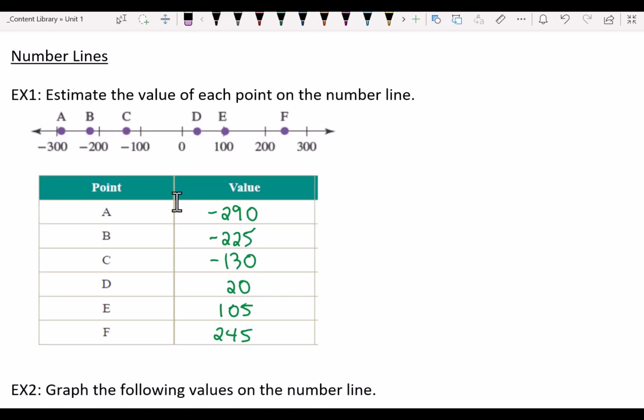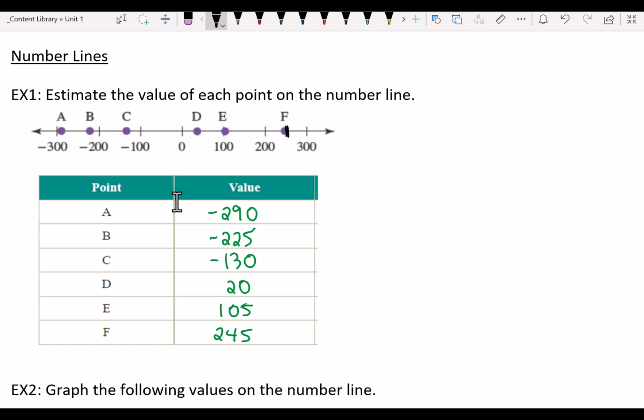In this example, I would like to demonstrate the use of a number line. And you can see all these points graphed on a number line with the different values assigned to it. So let's take a look at f. F is roughly right between 200 and 300 right here. It's not quite in the middle, so that's why I have it listed as 245. If you look at point E, E is just past 100, so that's why I have it listed as 105.